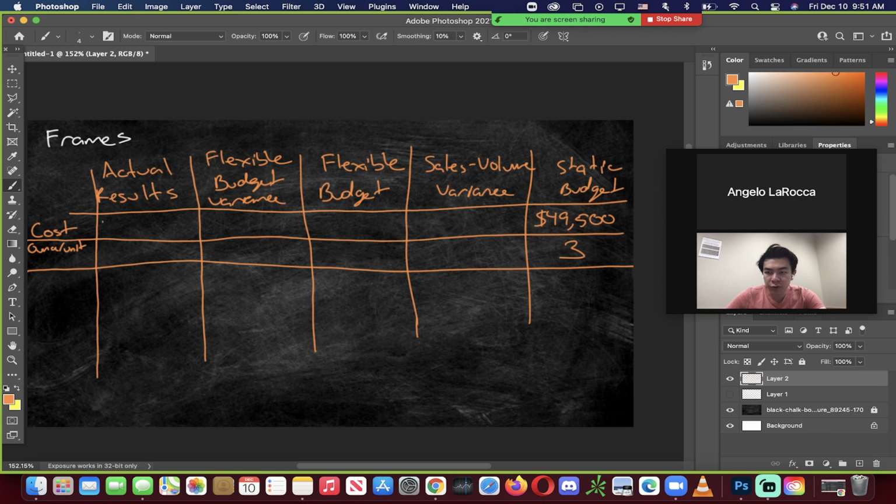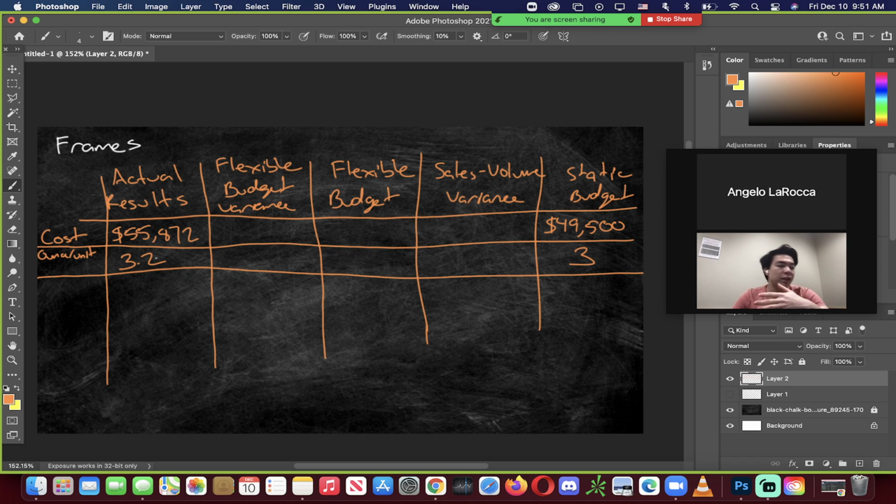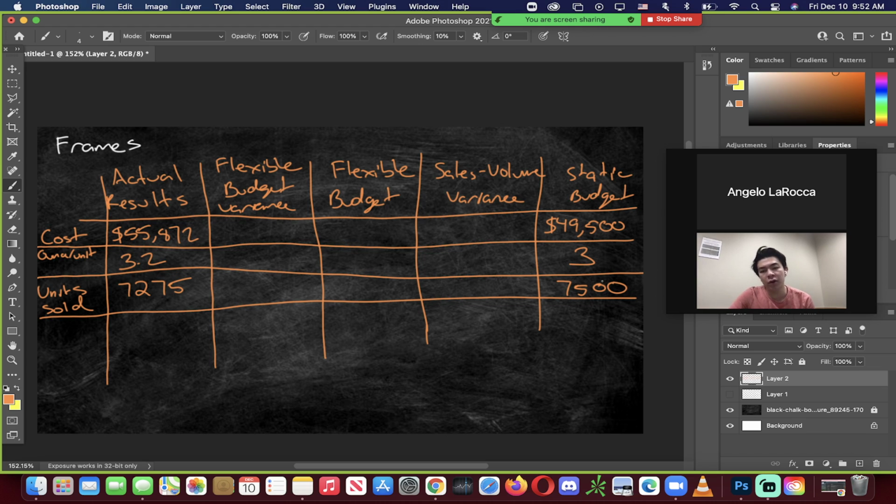And then the actual cost is 55,872, and the ounces per unit was 3.2, right? And finally, remember we have one more piece of information, because frames, blades, and labor are sub-products, all being used to manufacture the main product. As we saw earlier in the problem, they tell us the units sold: the actual results of 7,275, and the static budget amount was 7,500. So we can put the units sold as a row as well. That is 7,275 here, and 7,500 here.